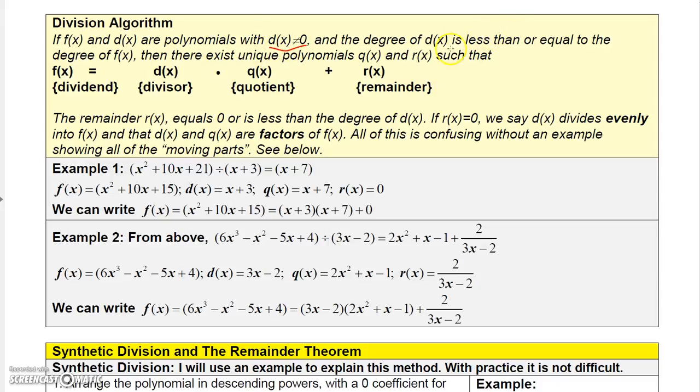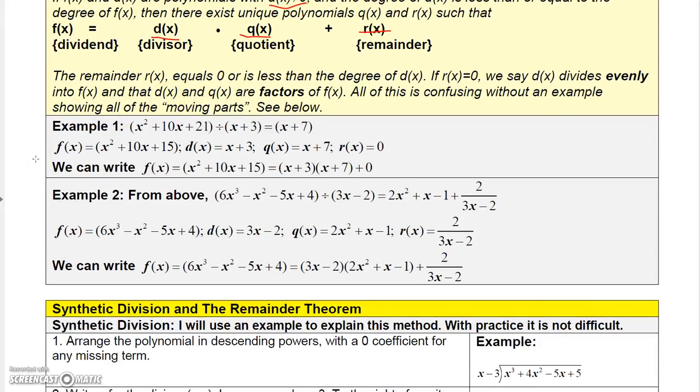And if the degree of d of x is less than or equal to the degree of f of x, then there exist unique polynomials q of x and r of x such that f of x can be written as the divisor times the quotient plus the remainder. Okay, so that's a little tricky to follow, but let me show you what we're saying here.